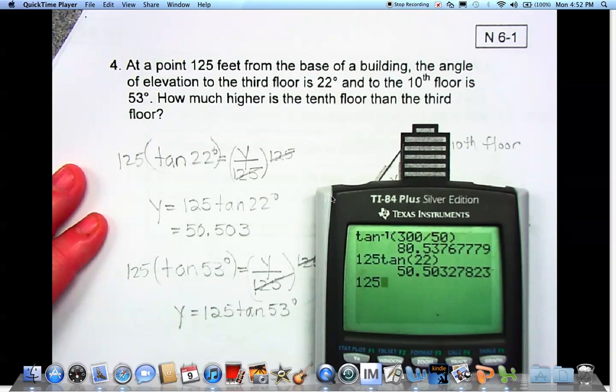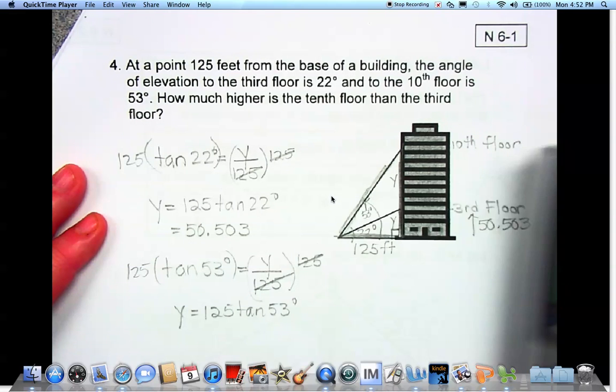So let's work this out on the calculator. 125 tangent of 53. Start over. 125 tangent of 53. 165.881.